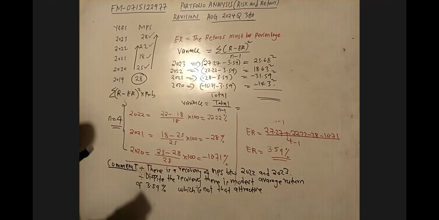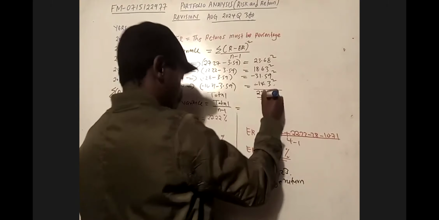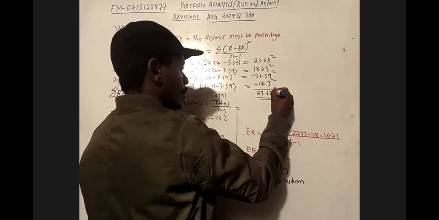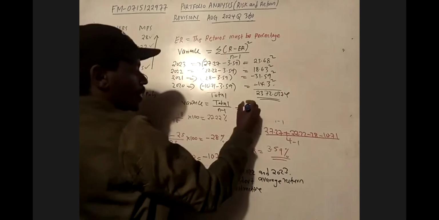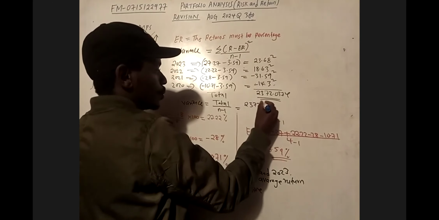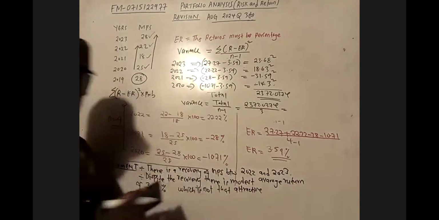So 23.68 squared plus 18.63 squared. Yeah, plus your 31.59 squared plus 14.3 squared. So mimi napata 2372.0374. So you can get our variance: 2372.0374 divided by 3.